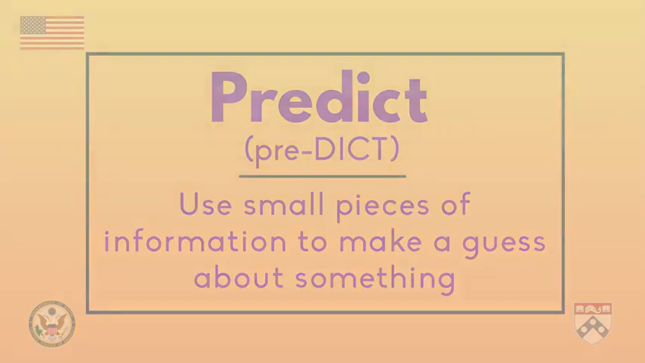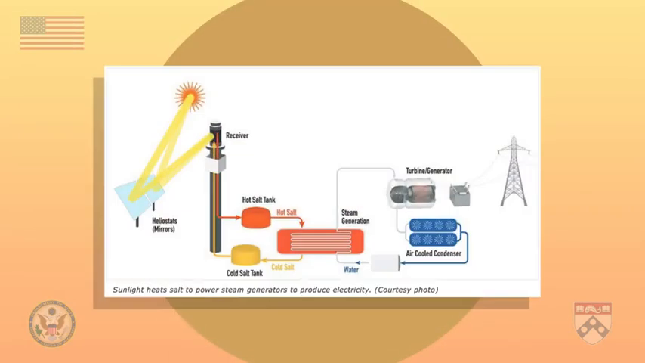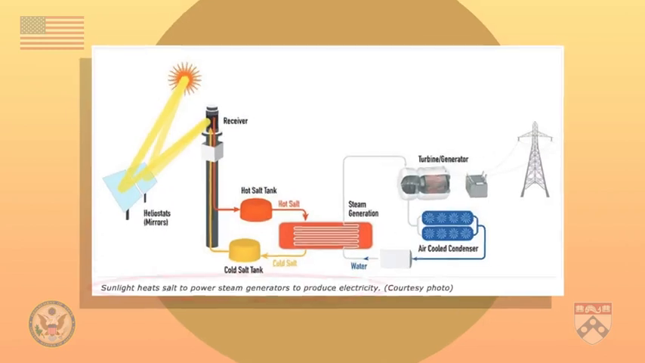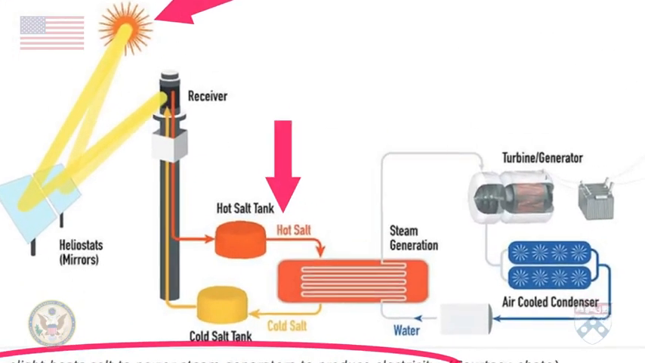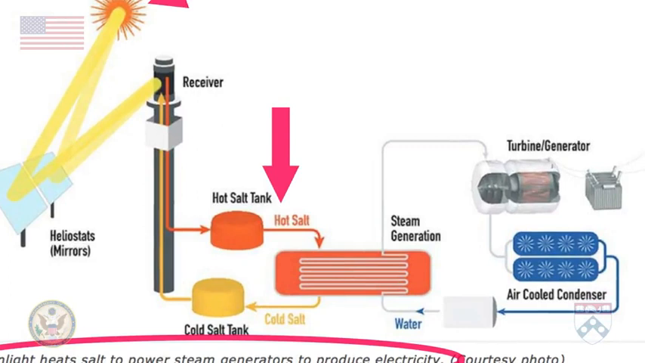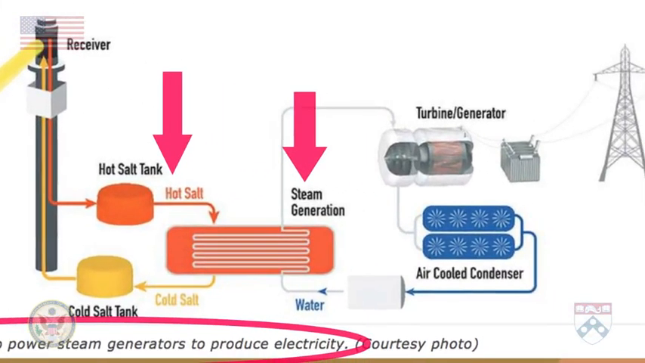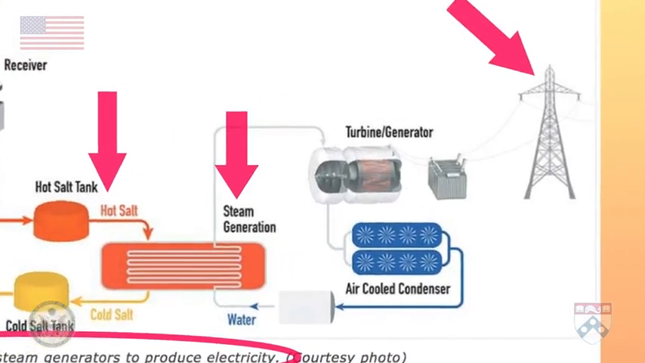Let's look at one picture and caption from our example text to try out this strategy. We see a drawing of what looks to be some type of system. The caption for this picture says, "Sunlight heats salt to power steam generators to produce electricity." The caption explains that this is a drawing of how this new renewable energy system works. It uses sunlight to make salt that is under the ground very hot. That creates steam, and the steam is the power needed to make electricity.